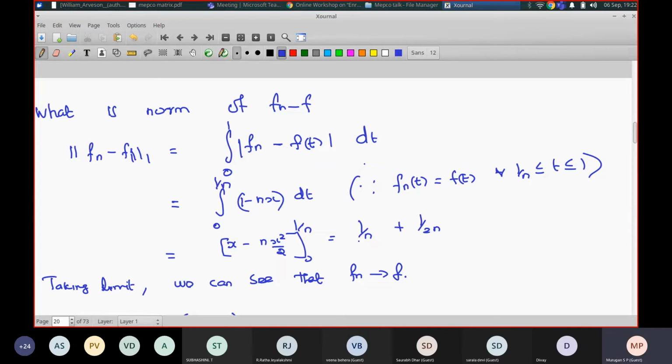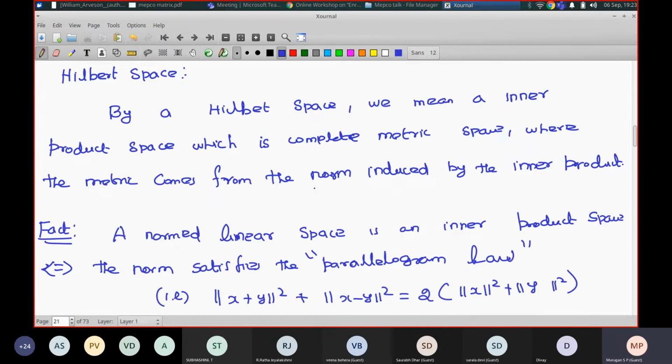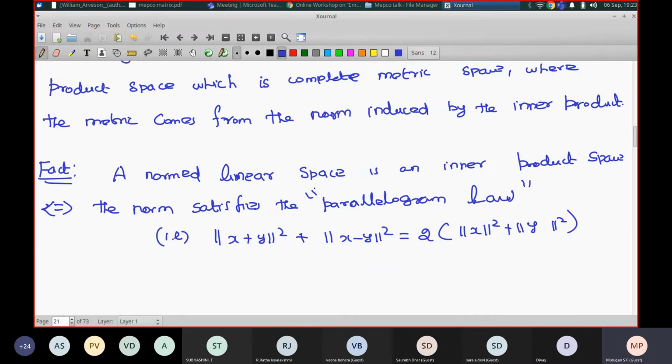A Hilbert space means an inner product space which is a complete metric space, where the metric comes from the norm induced by the inner product, right? As I said earlier, if you have inner products, you have a normed linear space. So if you have a normed linear space, you can make it a metric space. Okay. So complete means every Cauchy sequence converges.